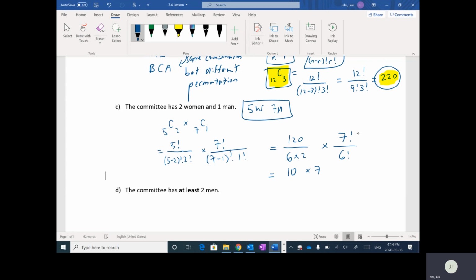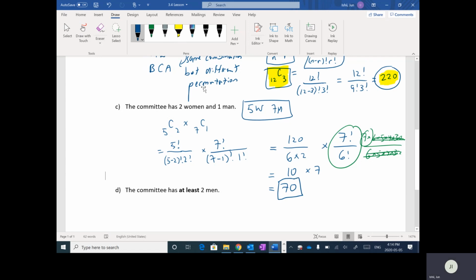Because 7 factorial, I don't want to write equals here, but this is the same as, maybe I'll do it in a different color here. 7 factorial is 7 times 6 times 5 times 4 times 3 times 2 times 1. And then 6 factorial is 6 times 5 times 4 times 3 times 2. So these would cancel with these. So this whole thing here is actually just 7. All right, so the answer to this would be 70.